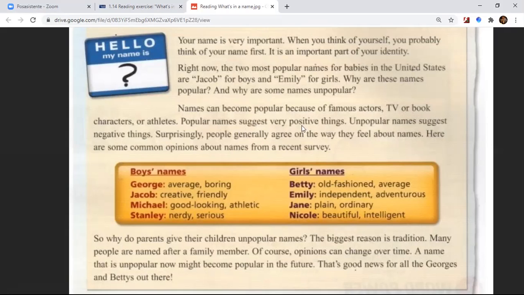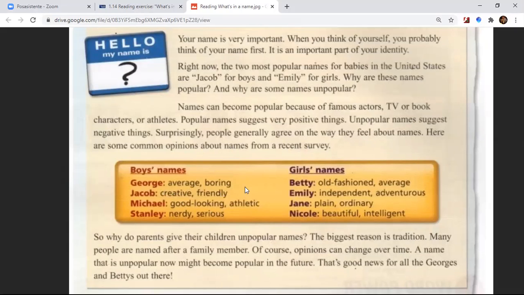Popular names suggest very positive things. Unpopular names suggest negative things, right? Los nombres bonitos, cosa positiva, los nombres feos, cosa negativa. Surprisingly, people generally agree on the way they feel about names. La gente está de acuerdo. Here are some common opinions about names in a recent survey, right? En una reciente investigación.